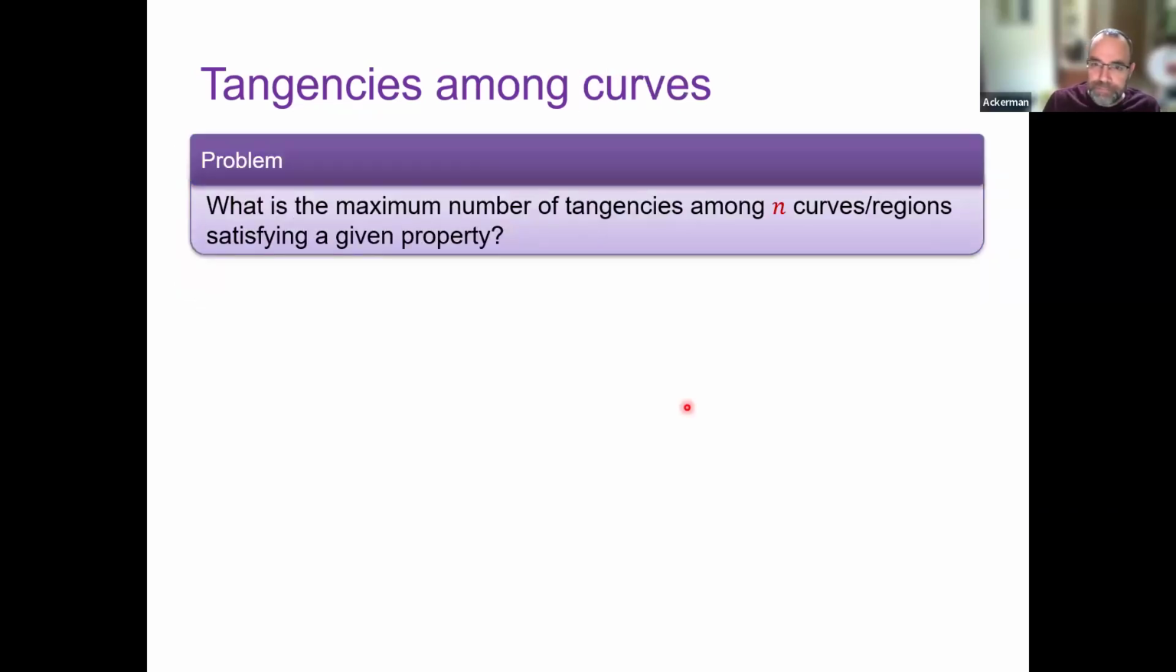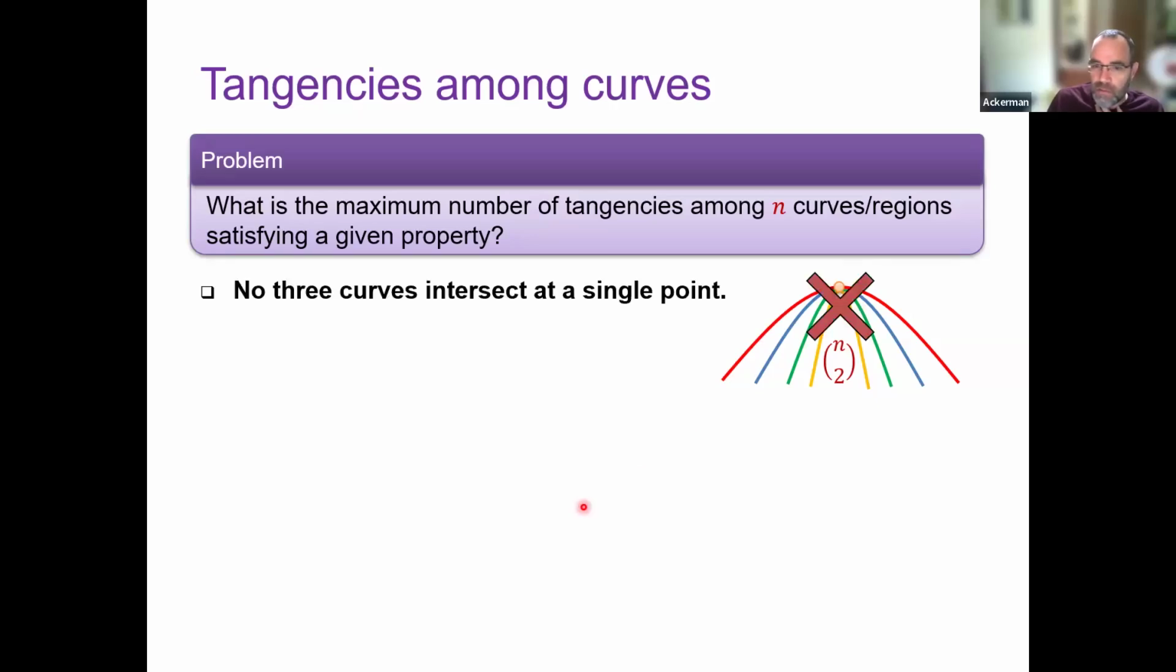Okay, so going back to the problem, we ask for the maximum number of tangencies among n curves or regions that satisfy a given property. Now, if there is no given property, then we can just have n choose 2 tangent pairs, because we can draw all the curves touching at the same point. So let's forbid this. From now on, let's assume that no 3 curves intersect at a single point.